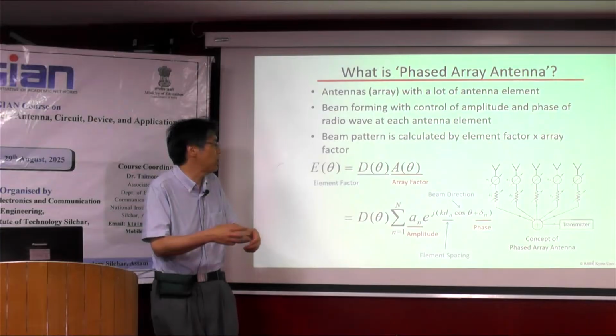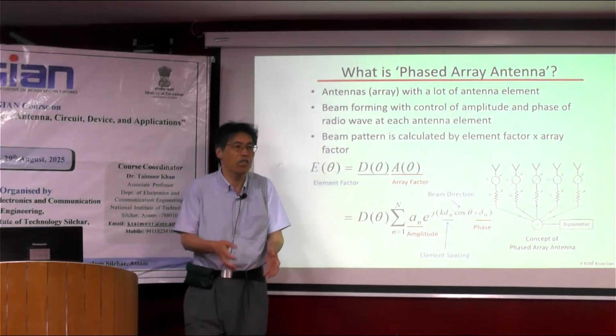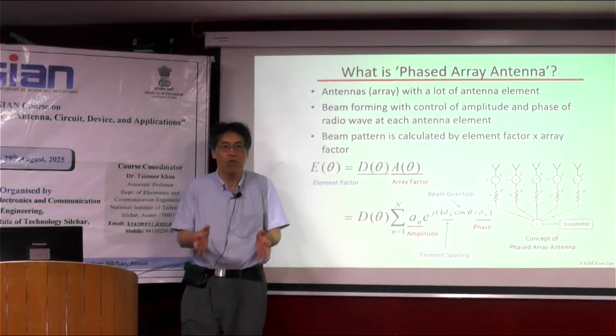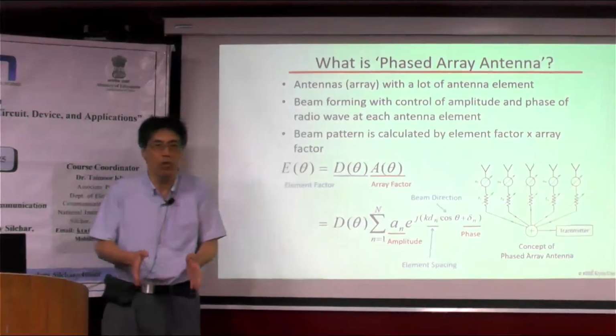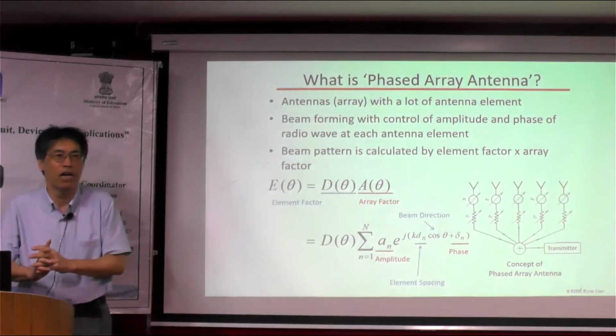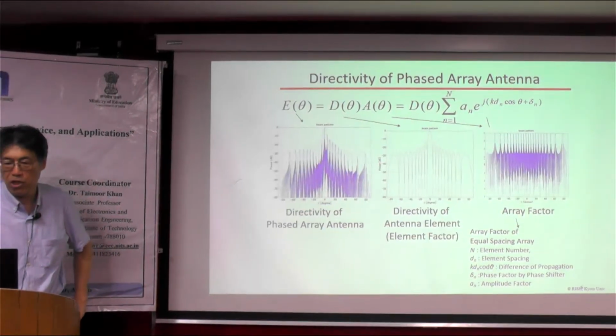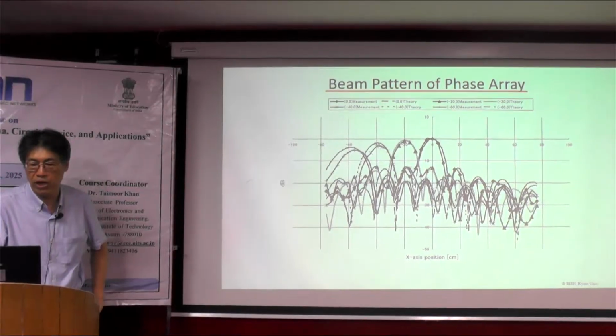Just by change of the phase and the amplitude, after merging all the radio waves, we can control the beam direction and we can create a new beam pattern, like a flat top beam or others. So this is a very basic theory of the phased array antenna.